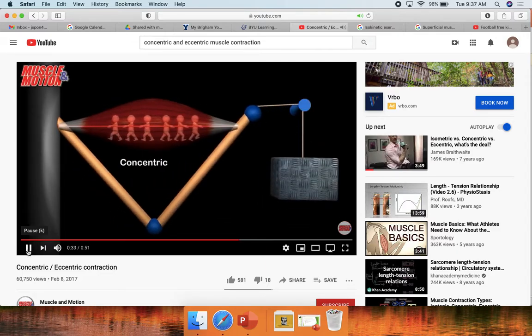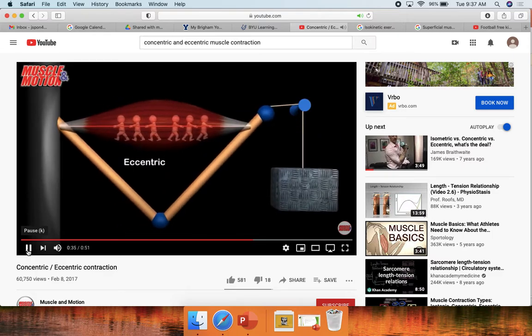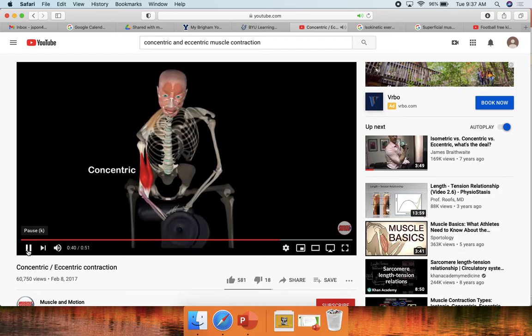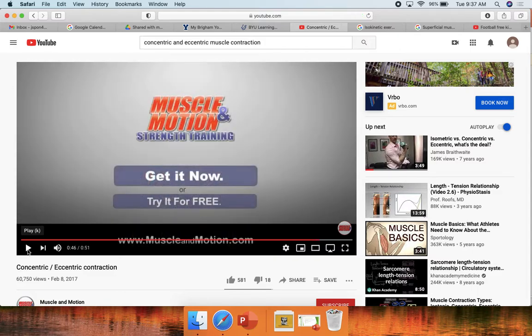So this is just one more visual of the concentric and the eccentric contractions. Eccentric, the muscle lengthens. Concentric, the muscle shortens. This is a nice bicep curl. It's probably the most commonly used in referring to types of muscle movement with the concentric and eccentric contractions.